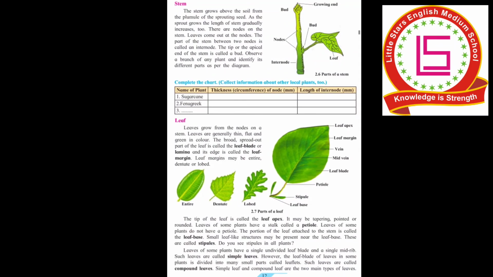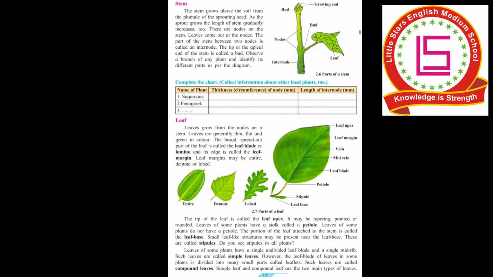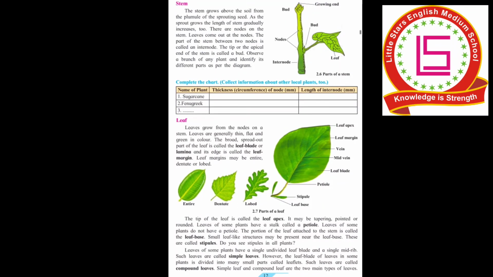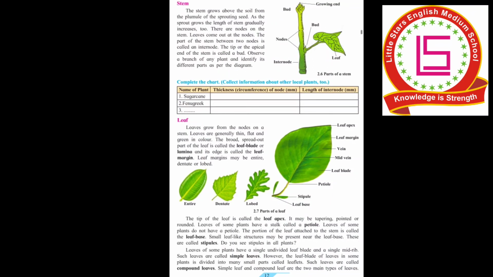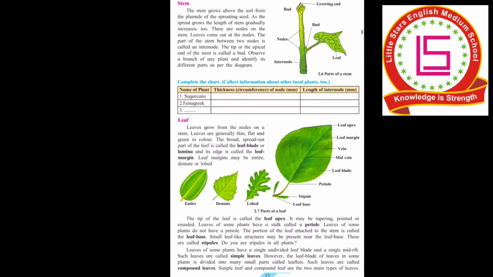The end of the leaf is called the leaf apex. It may be tapering, pointed, or even round. Leaves of some plants have a stalk called the petiole. Leaves of some plants do not have a petiole. The portion of the leaf attached to the stem is called the leaf base. Small leaf-like structures may be present near the leaf base. These are called stipules. You can relate each and everything to diagram 2.7.